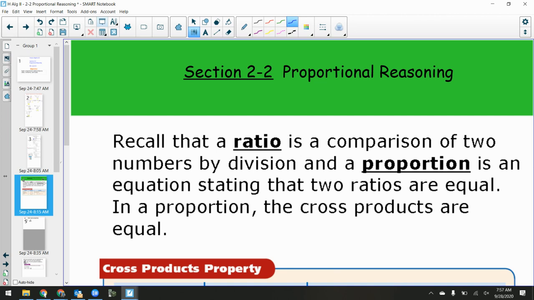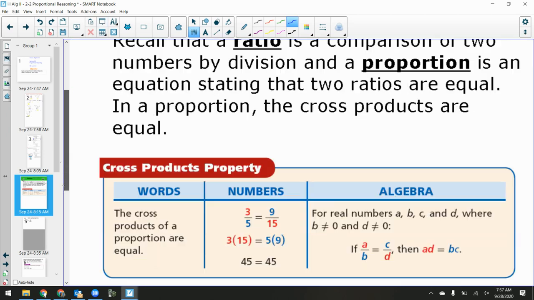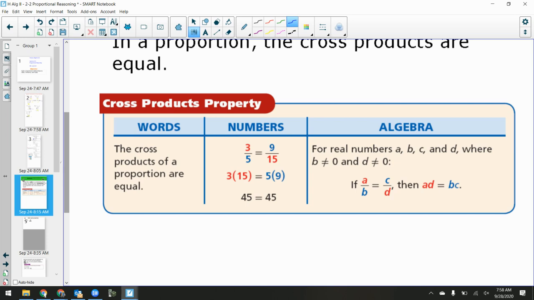A proportion is when you take those two ratios and set them equal to one another. You make a statement about those two ratios and say, okay, these are equivalent to one another. That means they are in proportion to one another. So a proportion is an equation stating that two ratios are equivalent. In a proportion, the cross products are equal. This is what's called the cross products property. The cross products of a proportion are always equal to one another.